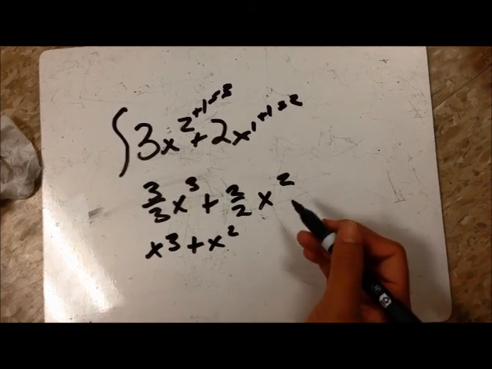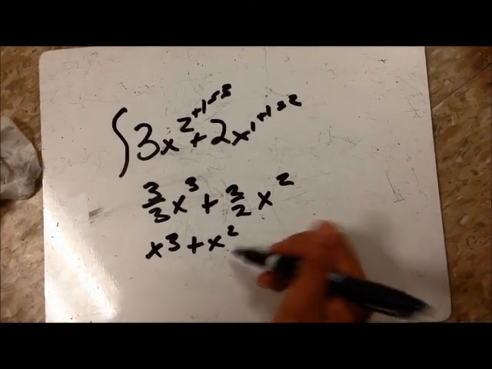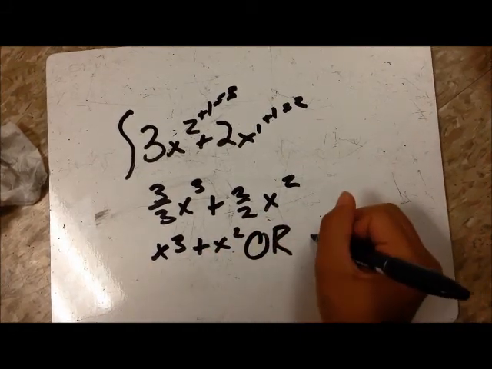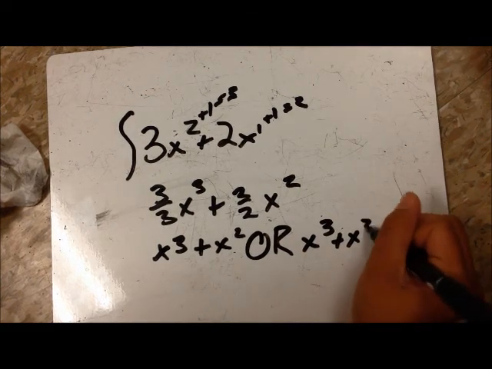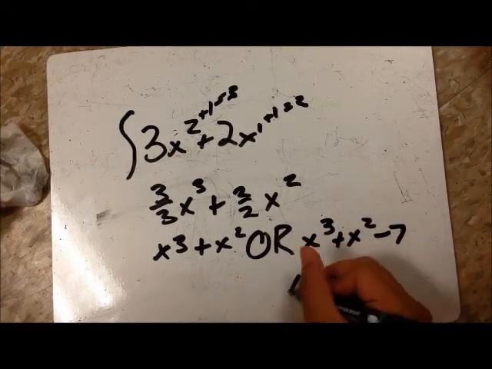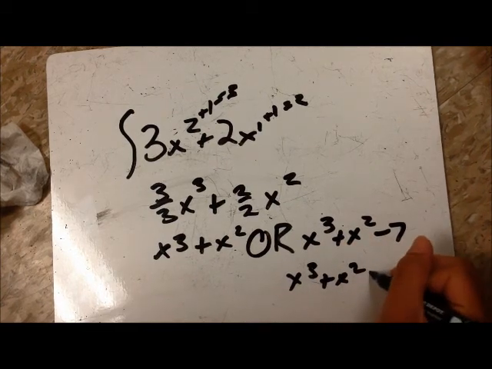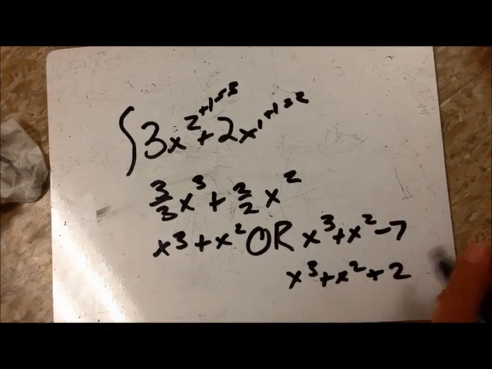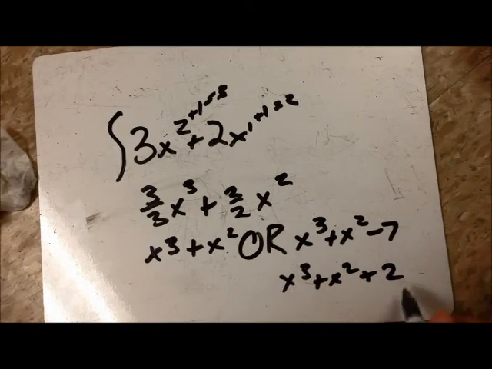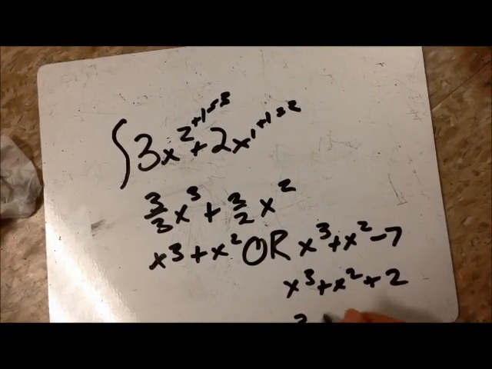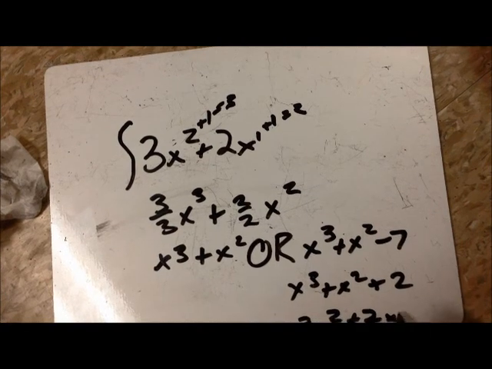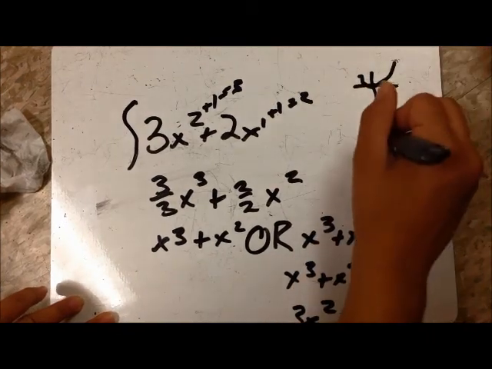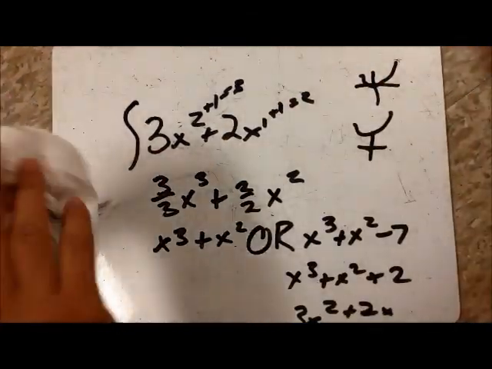But now, the thing we don't know is, well, this could be x to the third plus x squared, or it could be x to the third plus x squared minus 7, or x to the third plus x squared plus 2. We don't know, right? Because think about it. When you take the derivative of this, no matter what the constant term is here, you're still going to get 3x squared plus 2x. So you don't know. There could be something here. It'll change whether your graph looks like this or whether it looks like this. And that makes a difference.